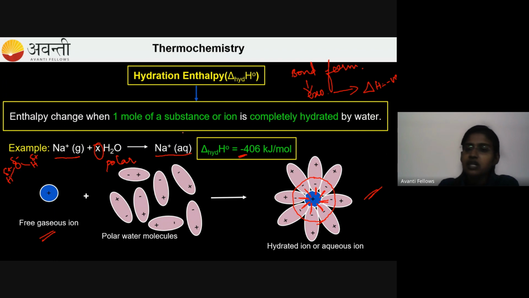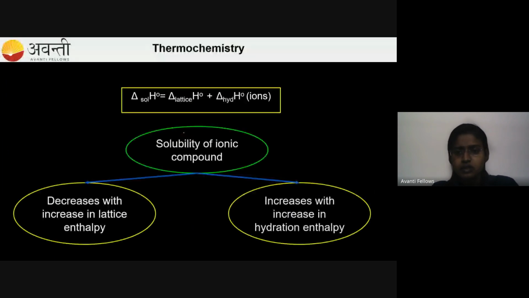The next is enthalpy of solution. So shall I move on to the enthalpy of solution? Are you all ready? Enthalpy of solution. Shall we move on? Yes. So the enthalpy of solution can be calculated by adding the lattice enthalpy and hydration enthalpy.